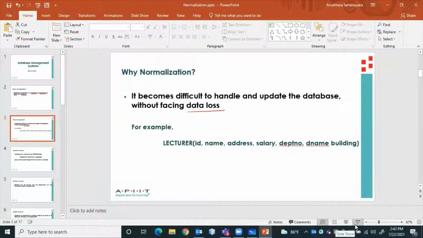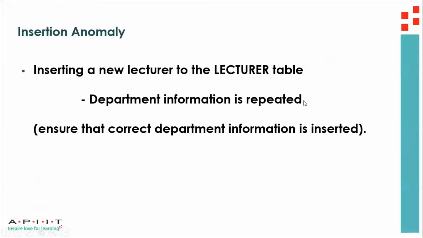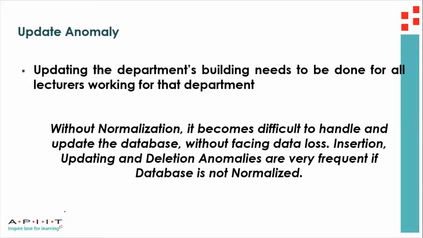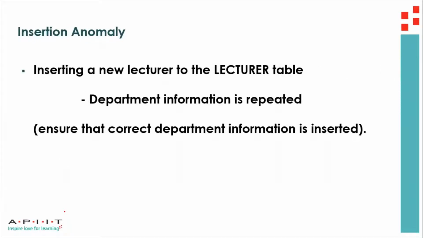In that case, we could face 3 different anomalies. If we don't have a normalized database, most of the time the DBA, the database administrator who's working with the database, can face 3 different anomalies. The first anomaly would be the insertion anomaly. Let's see what that is. The second anomaly would be the deletion anomaly. And the third anomaly would be the update anomaly. So let's see what this insertion anomaly is.